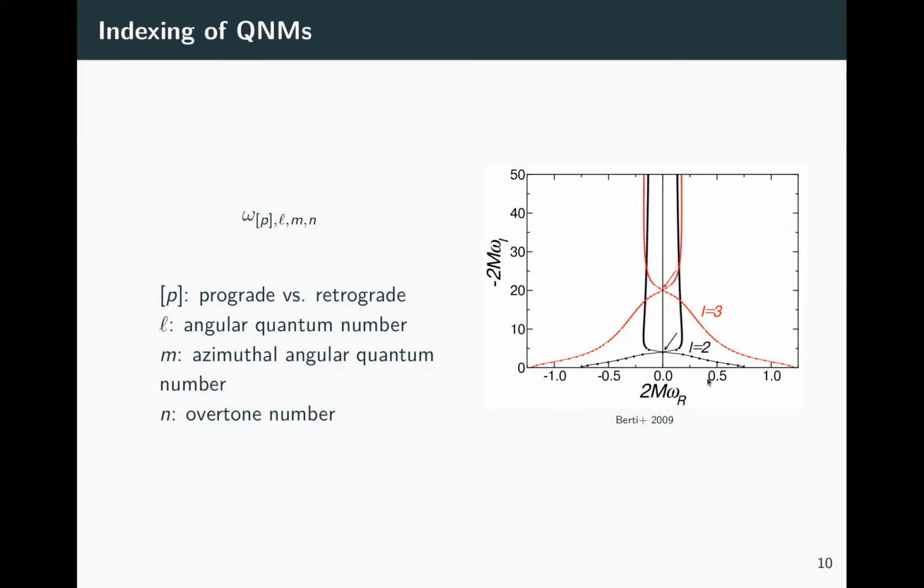You can visualize it as follows. Here's an example of the QNMs for a Schwarzschild black hole. The real part's the x-axis, the imaginary part is the y-axis. I should say these are complex numbers, outgoing wave boundary conditions. They're not normal modes. They're going to have a complex part.